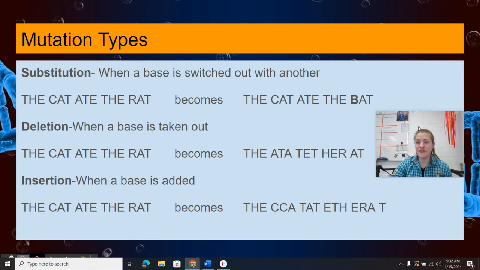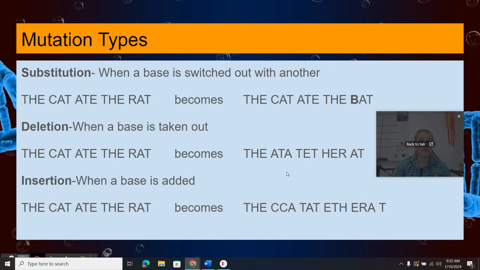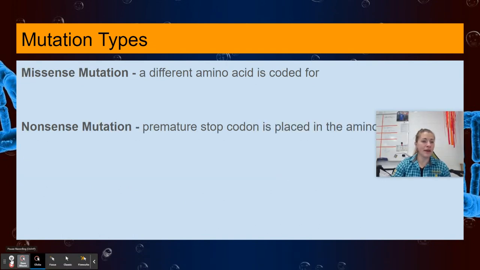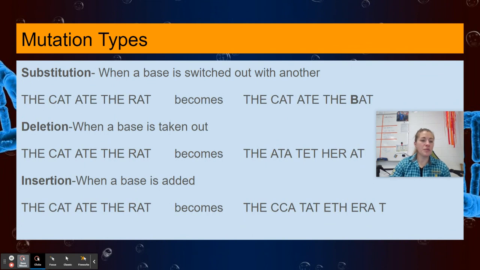We have a couple different types of mutations that we can have. We can have a substitution mutation, and this is where we switch out one base for another. For example, maybe the cat ate the rat becomes the cat ate the bat. So we switched out one letter. Sometimes with these mutations, it could still code for the same amino acid or something really close, so it doesn't matter. Not all the time, but sometimes.